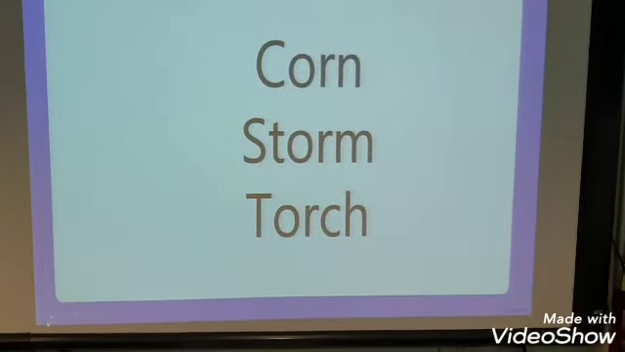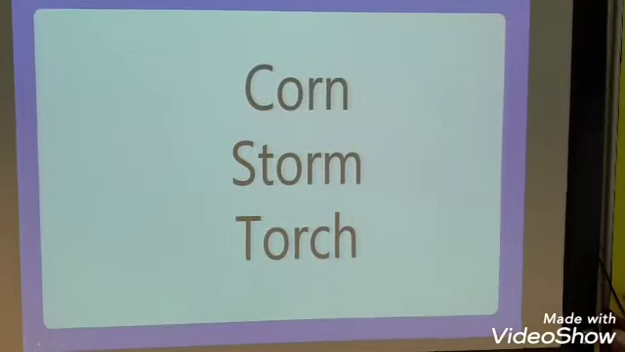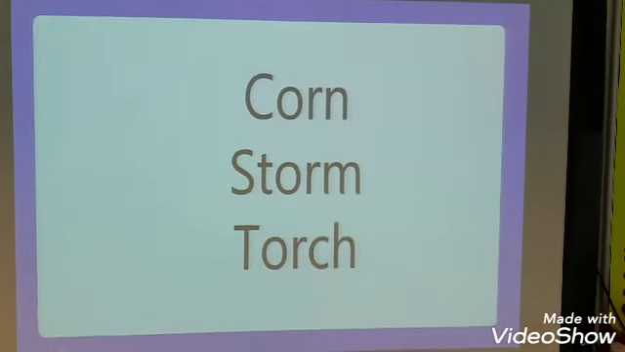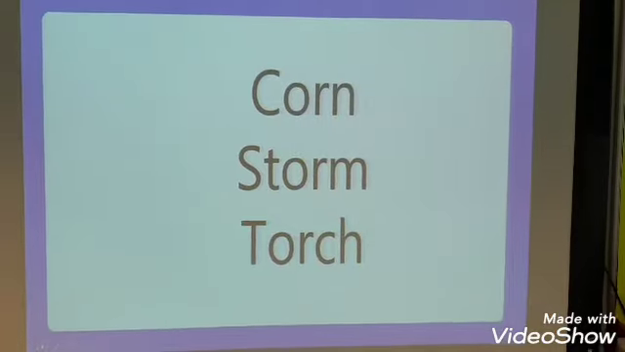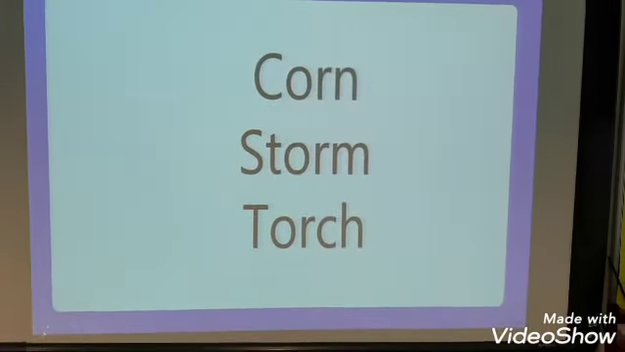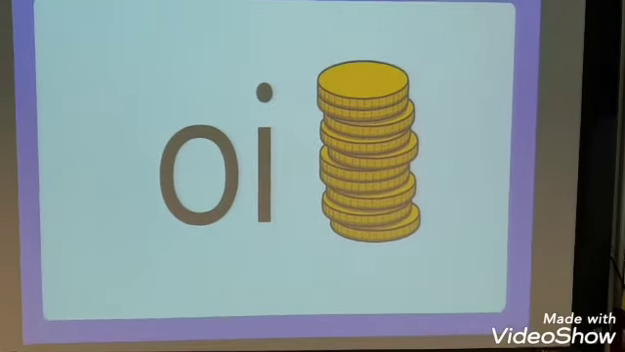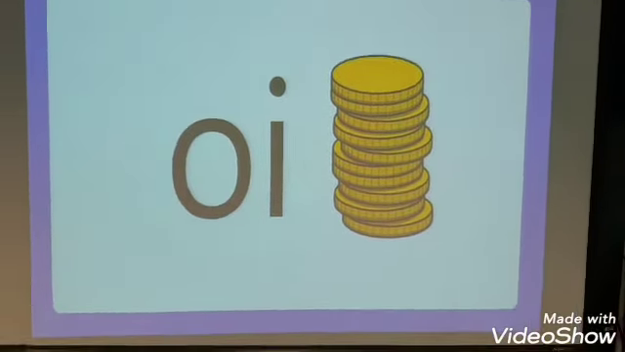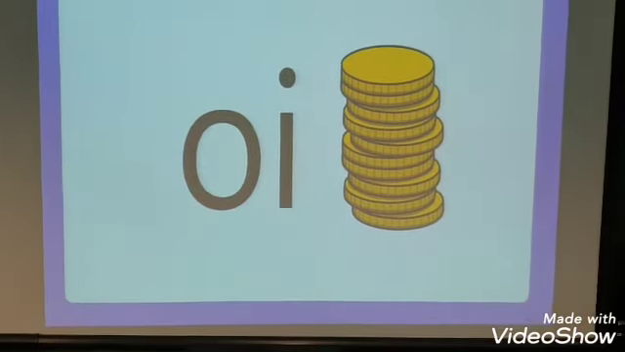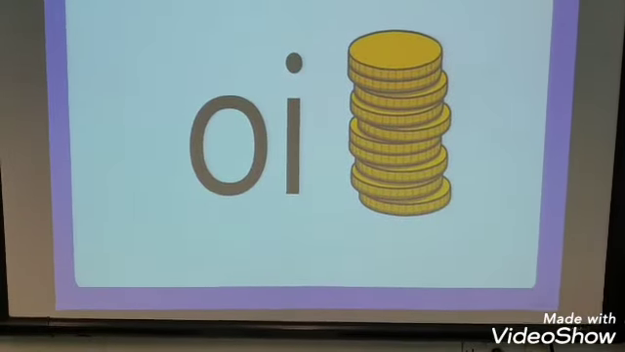And here are those 3 words for you, all written down there. So see if you can read those out to yourself and make sure that each one of your words has that or digraph in it. And you can see the word torch also has 2 digraphs in it. Our next sound is oi. And here you can see a coin. Coin. So there's lots of coins.